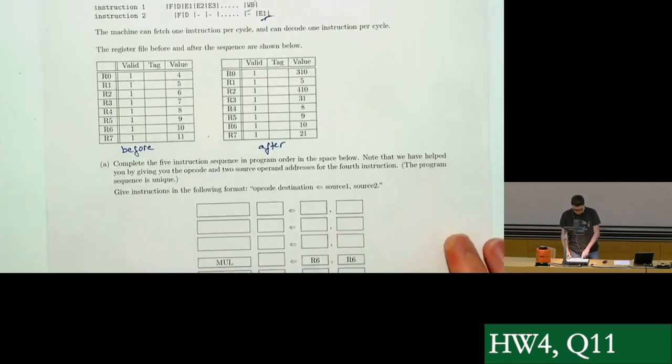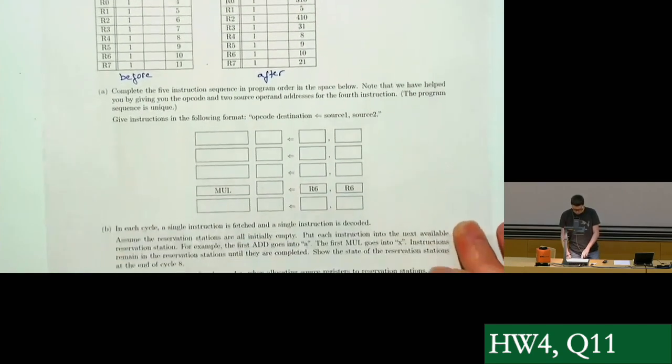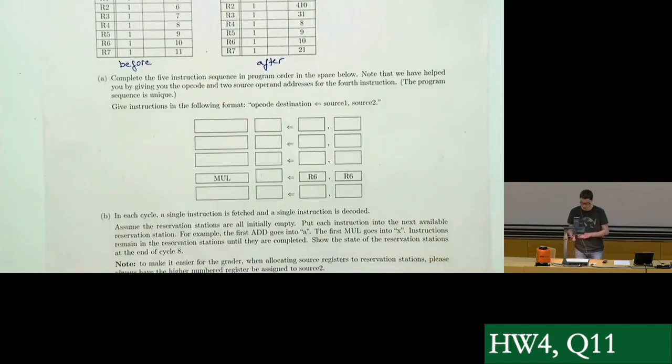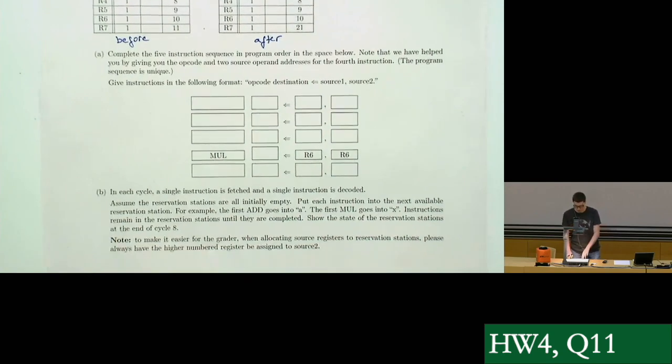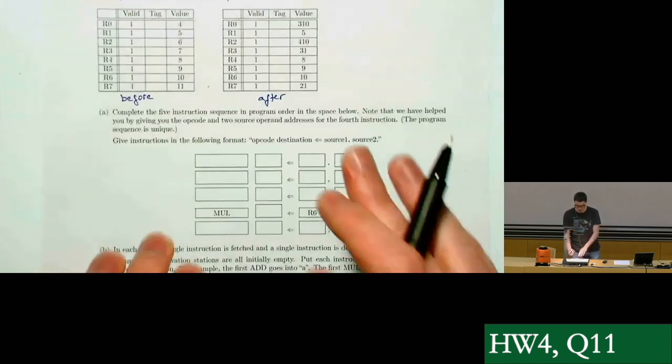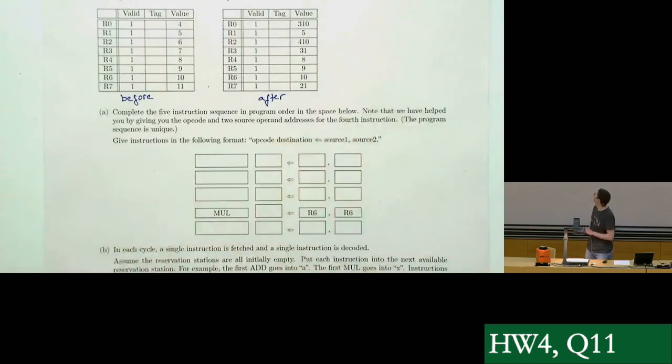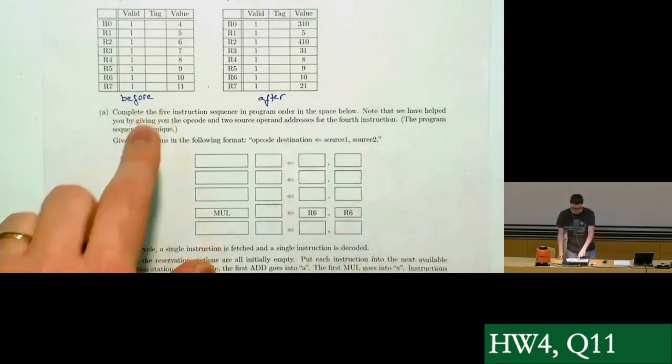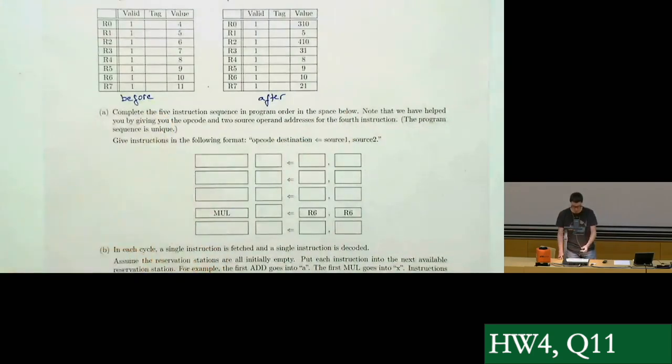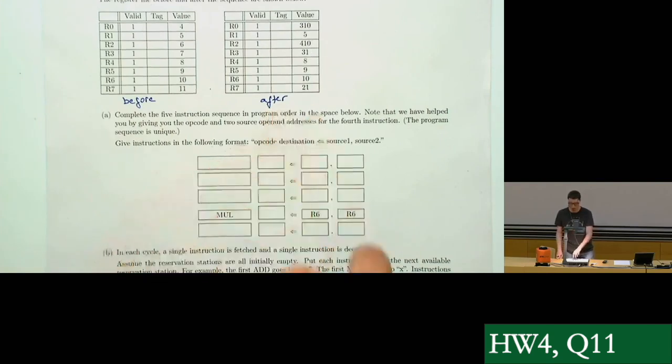So the question has multiple parts. One of them is figuring out an instruction sequence that's composed of 5 instructions based on the information given in this table. So this part is how the values in the register file look before the execution of 5 instructions, and this is what happens after executing those 5 instructions.